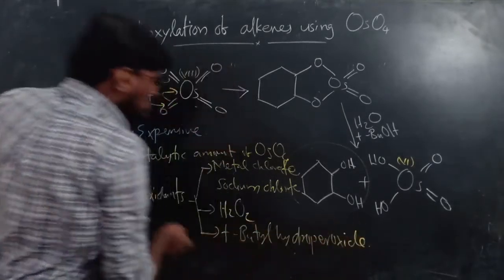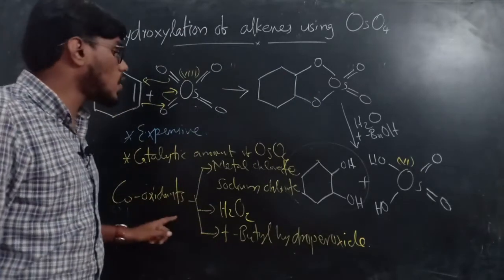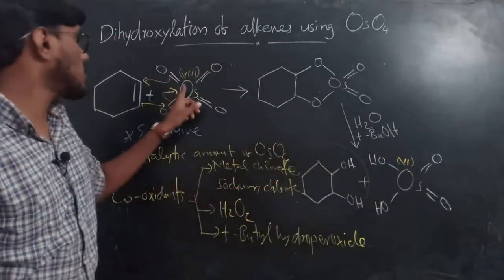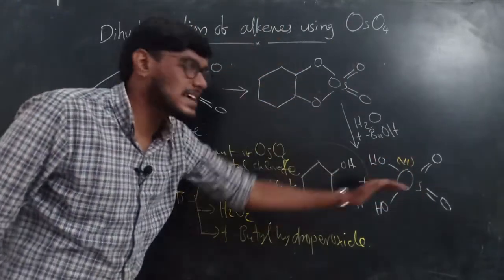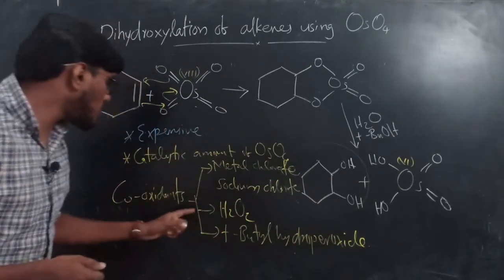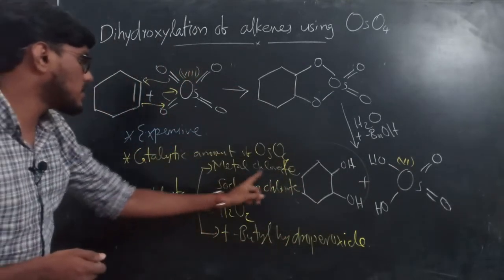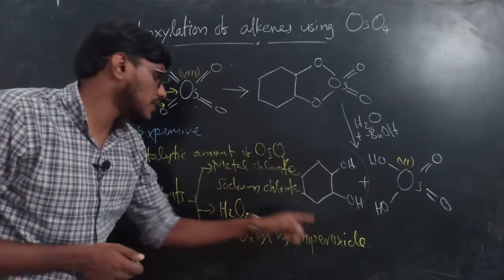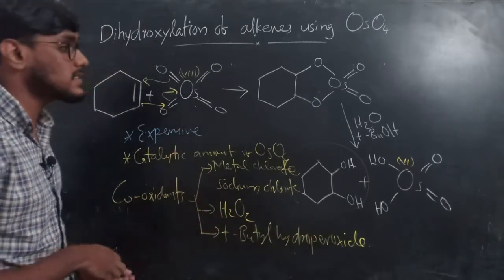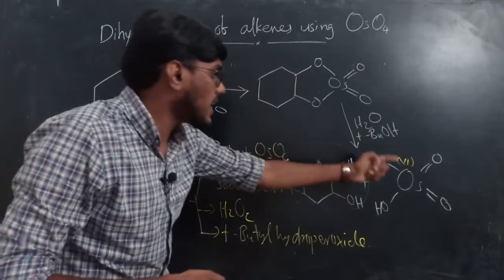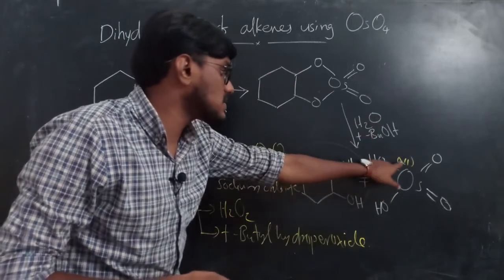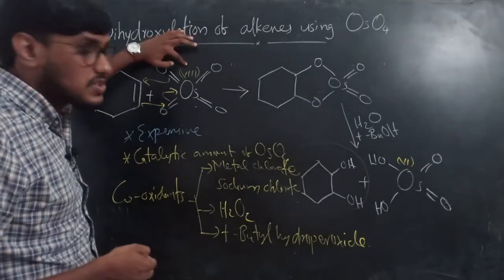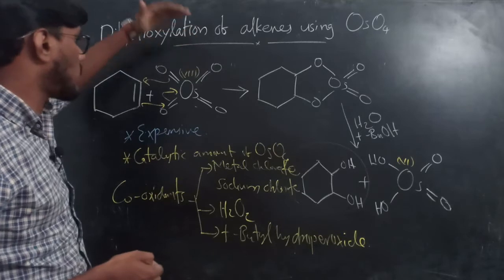What is the role of these co-oxidants? This co-oxidant reoxidizes the osmium 6 species into the osmium 8 species, so this catalytic cycle continues. The co-oxidants may be metal chlorides like sodium chlorate or barium chloride, hydrogen peroxide, and tertiary butyl hydroperoxide. Their role is to reoxidize the hexavalent osmium, the osmium with the 6 oxidation state, into osmium with the 8 oxidation state. That means the octavalent osmium.